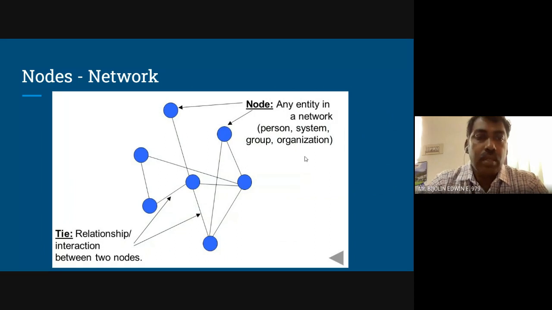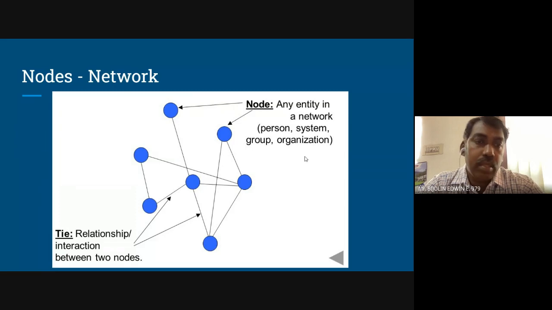So as I told, a social network is a kind of network that is connected globally or socially, and here we represent this through graphical representations. Here you can see some circles that are represented as nodes. These nodes can be a real-world entity, whether a person, a system, a group of people, or an organization, represented in this form. And ties are the relationships between the nodes.